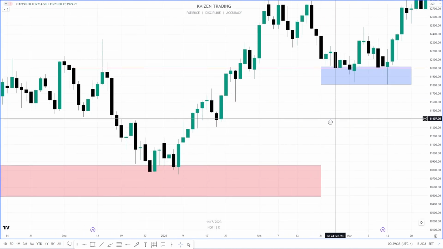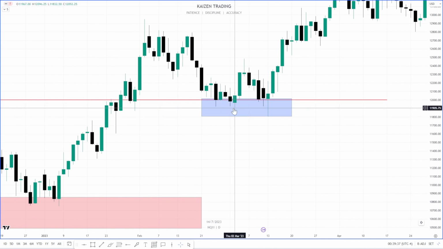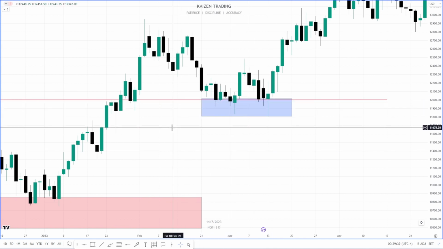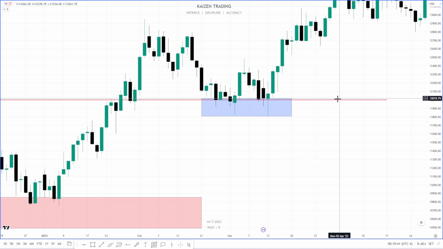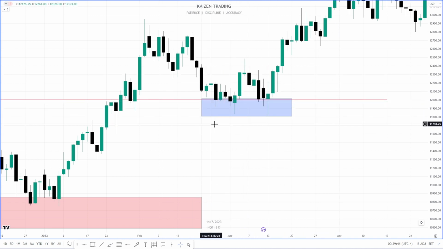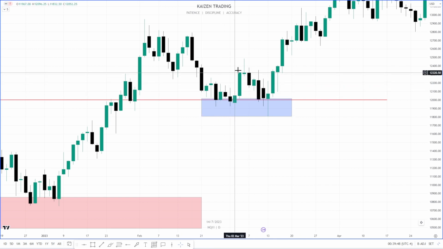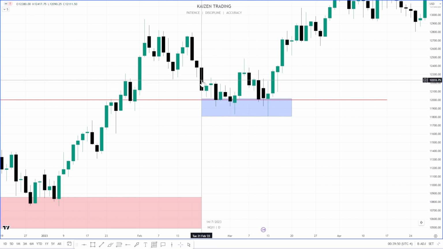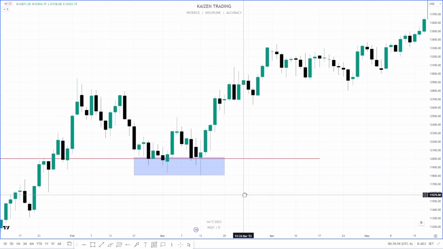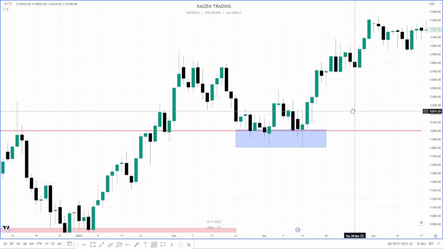Okay, so this is our marked out from the weekly. So we have our daily price action. We are looking at any time price comes below this red line, we're looking for long setups. And you can see how price is kind of building. This is in a consolidation pattern before it starts taking off.